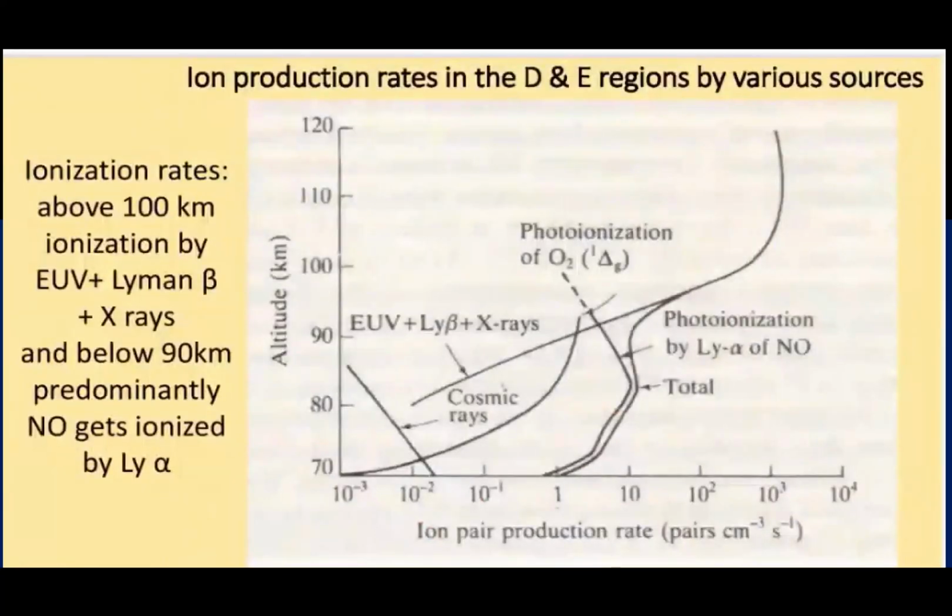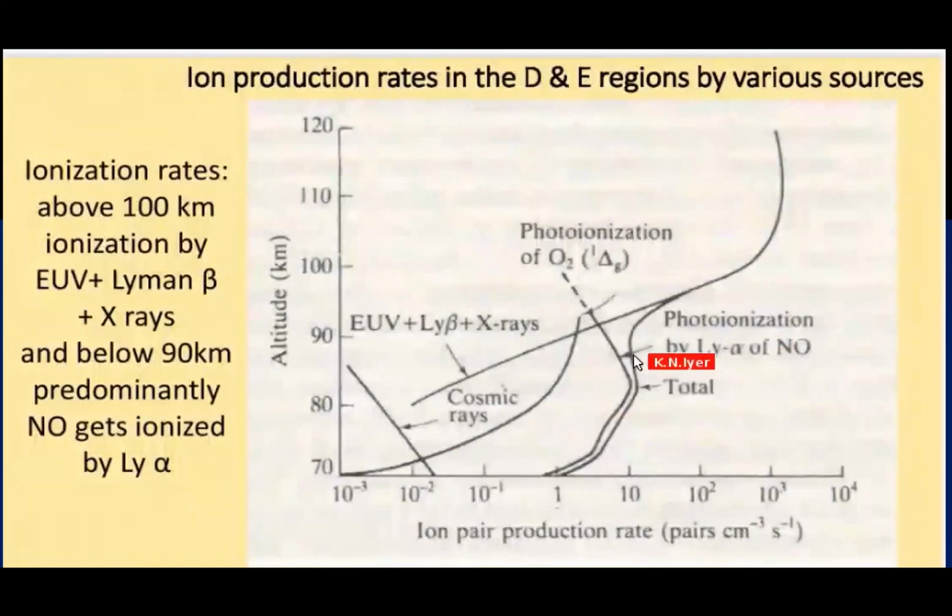Now the production rate, what is the rate of production? How many ion electron pairs are produced per unit volume per second? That is shown here on the x-axis. The y-axis is the height here. So by various sources, for example, this graph shows the production rate by cosmic rays. This shows the production rate by this molecular oxygen being ionized. Then this is for the combined production rate for EUV, extreme ultraviolet, plus Lyman beta, plus X-rays, and so on. And this is the one graph for photoionization by Lyman alpha. So all these are the sources.